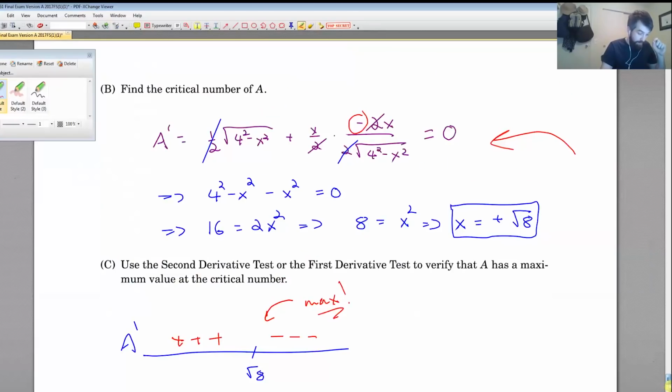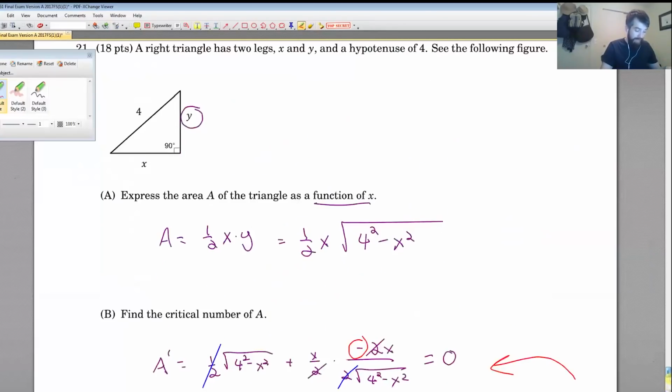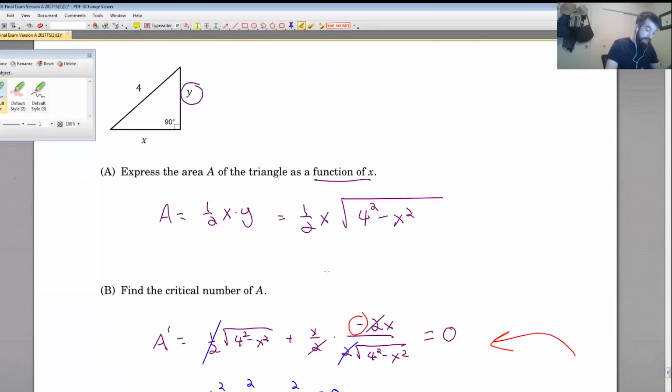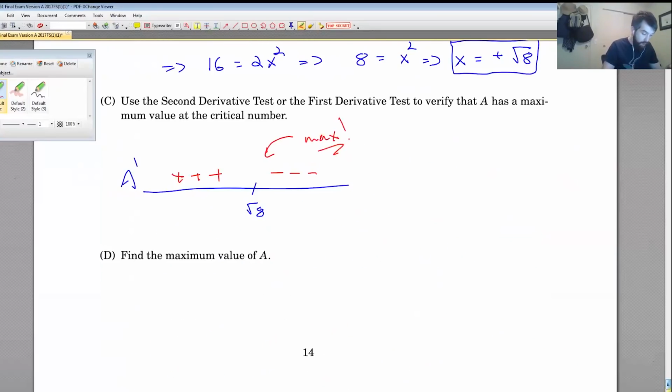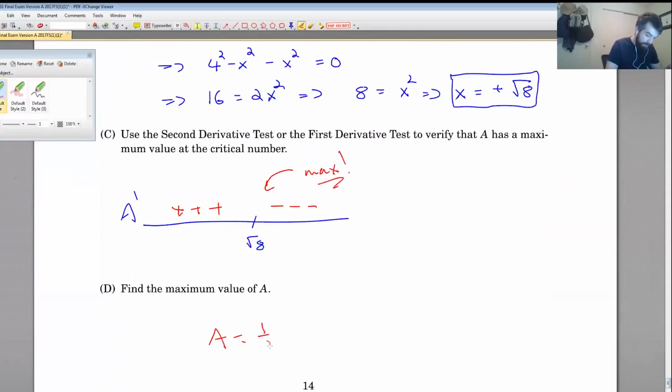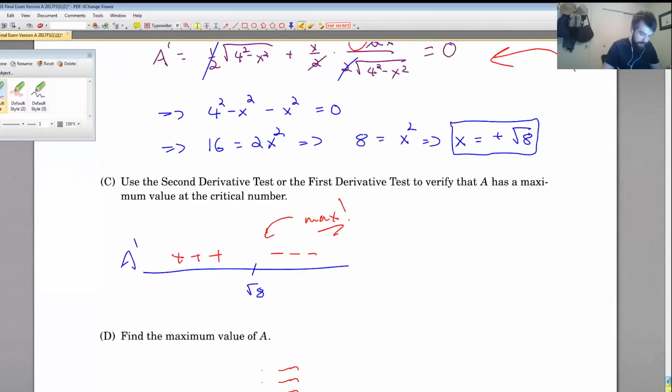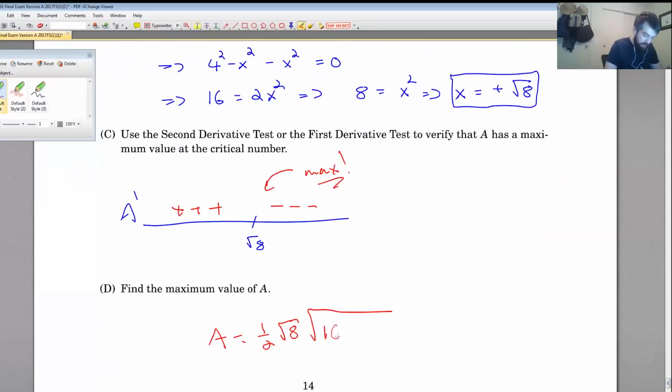Here it says find the maximum value of A, where A is the area. So I've got to plug my A back into this. I'm going to say that the area is equal to 1/2 times square root of 8. Is that really square root of 8? That seems really weird, but whatever. Square root of 16 minus square root of 8 squared. So 16 minus 8. Oh, maybe this is why we made it that way, because that means it's a square root 8 times a square root 8. So it turns out to be an 8, so it's equal to 4. Okay, I guess it turned out to be a nice, pretty number in the end. I'm happy with it. All right.